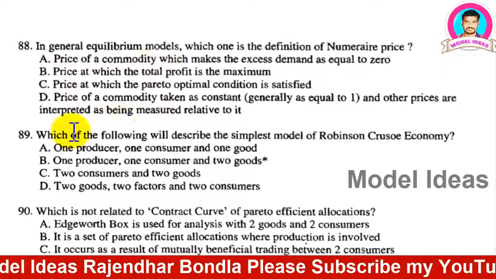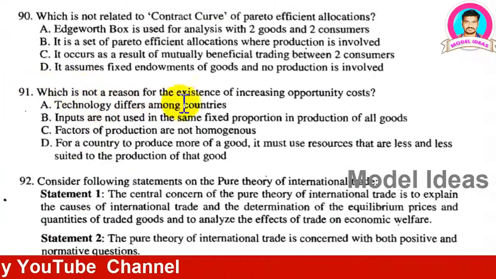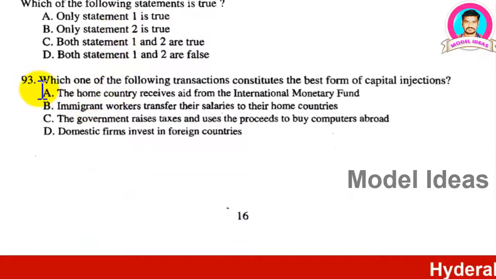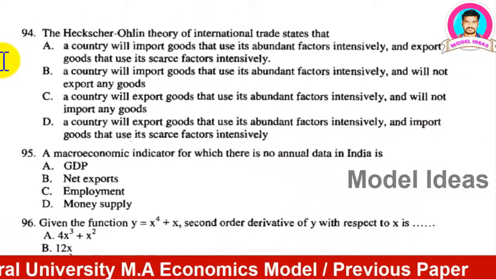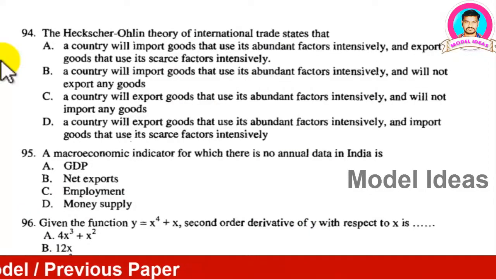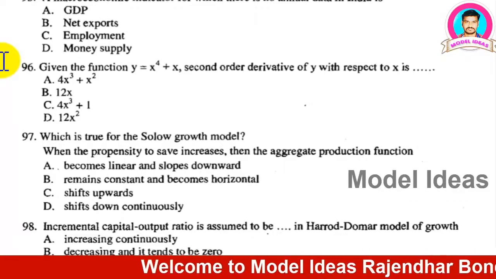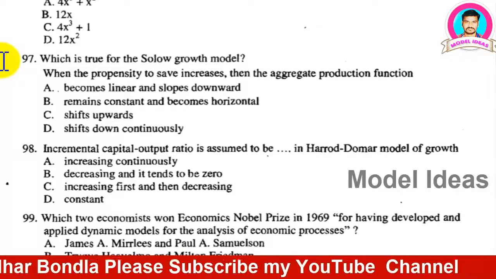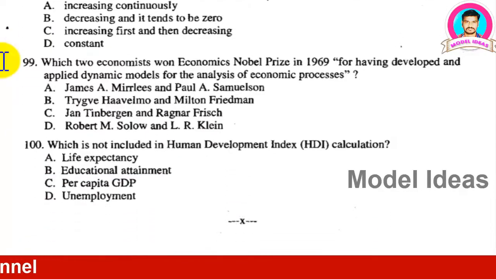88, 89, 90, now 91, 92, 93, so you need to understand these 4 options: 95, 96, 97, 98th question, 99th question, Okay.